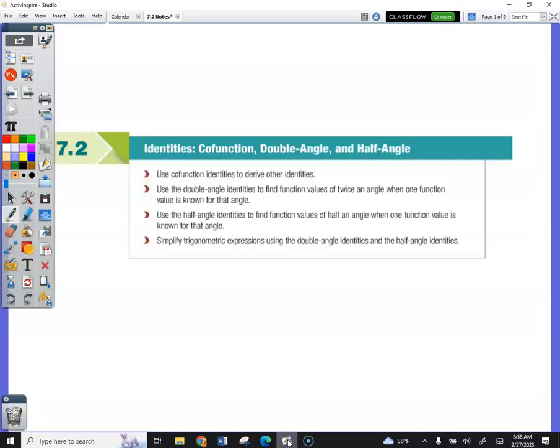Right, so we're going to look at a couple more identities. We've got cofunction, double angle, half angle. They're exactly what they sound like. The cofunction may not be as self-explanatory, but double angle means 2 times an angle. Half angle means taking an angle and cutting it in half.